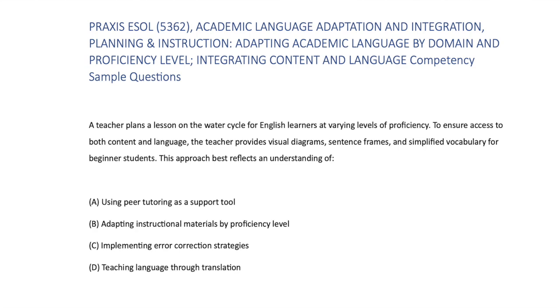Next, we can eliminate option C, implementing error correction strategies. Error correction focuses on how a teacher responds to student language mistakes, not on how they design the lesson materials in the first place, so that would not be the best choice. Option D implies direct translation, which is not an ESOL best practice for building academic language, so we would not choose D. That leaves us with the correct option, which is B, adapting instructional materials by proficiency level. This option aligns with best practices for ESOL by differentiating materials according to students' English proficiency. Visuals, sentence frames, and simplified vocabulary are all strategies to scaffold content.